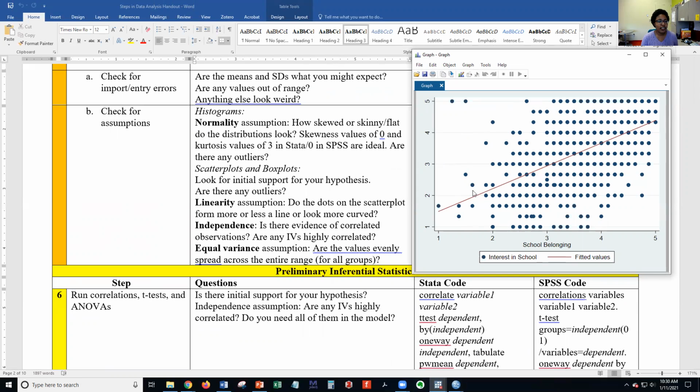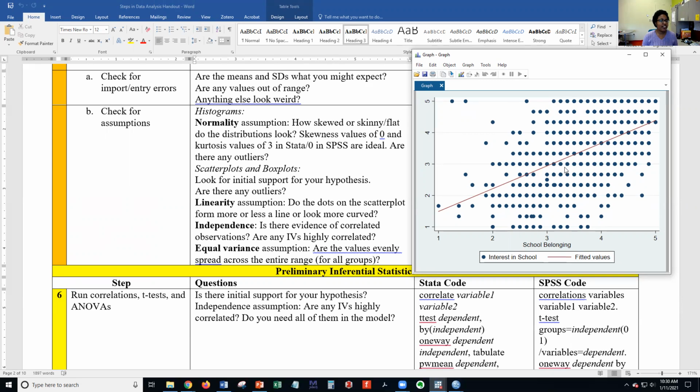Are there any outliers? Everyone's pretty well grouped together, so there aren't any outliers in this data. Do the dots on the scatter plot align more or less, or do they look curved? With the way this data is grouped, you can see that a lot of people reported high interest in school, so we have a ceiling effect going on here. But in general, this data is pretty linear. What we're not seeing is a curve, which would really be evidence against the linearity assumption. Here we just have a clump of people, and you can draw a line through that. That's fine.